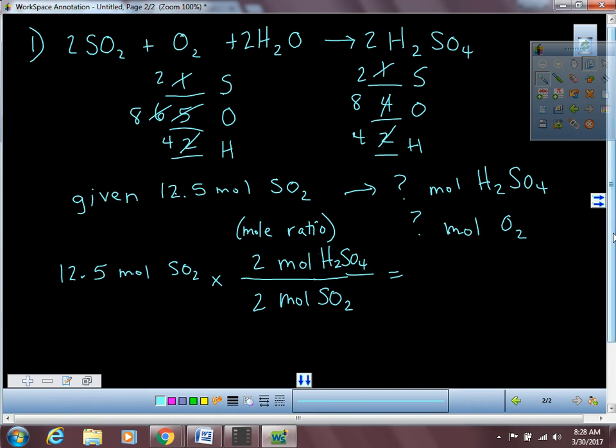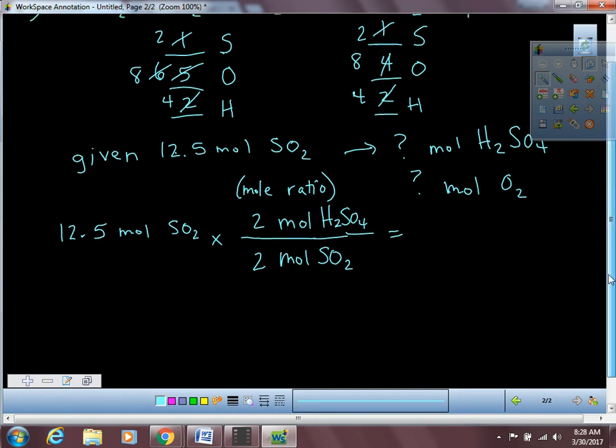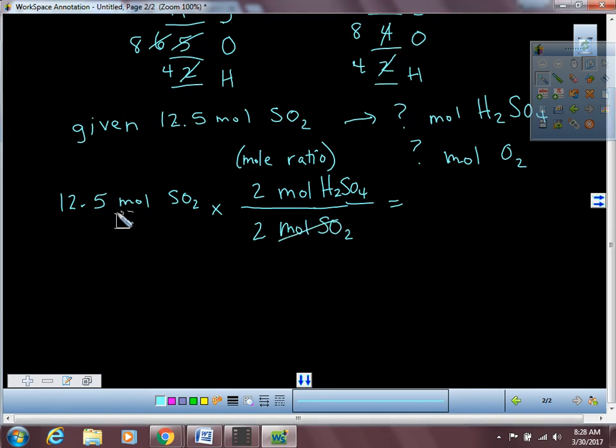So now I can cancel moles of SO2. I can also cancel my 2's, right? Because 2 over 2 is just 1. So how many moles of H2SO4 do I have? 12.5. 12.5 moles of H2SO4.